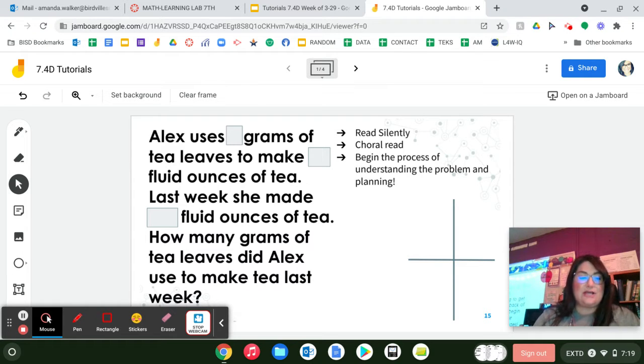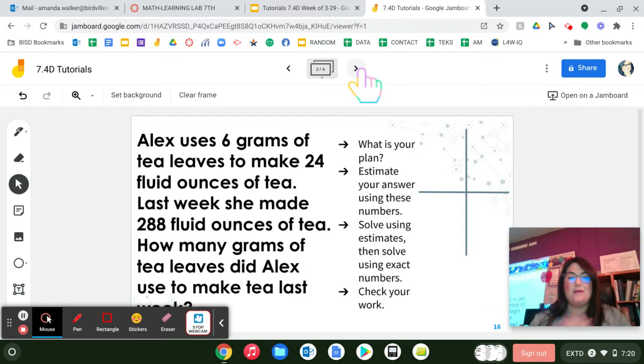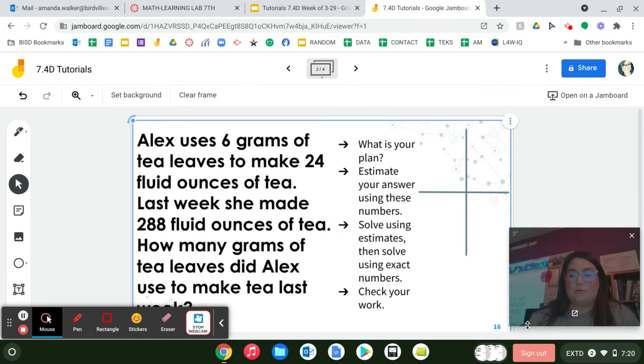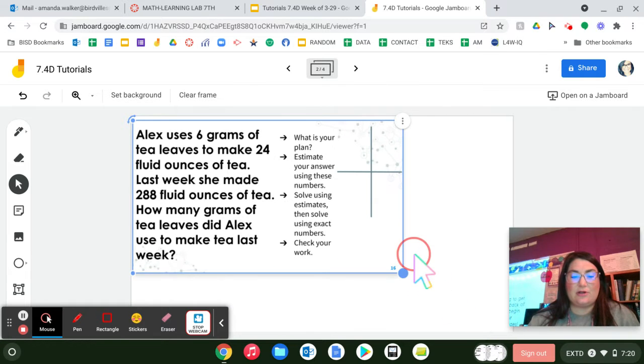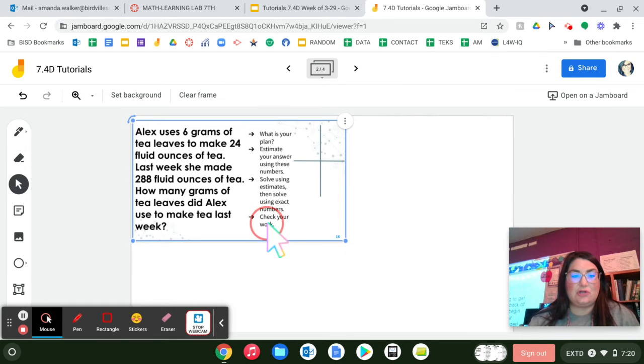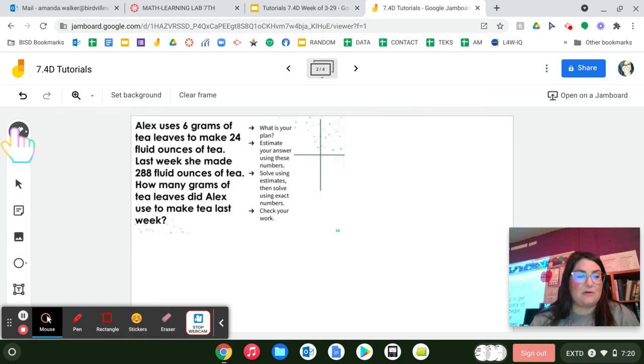You can go ahead and note down any other understanding or planning aspects that you need before moving to using the actual numbers. So for this problem, we already decided that we should use a proportion. I'm going to go ahead and set up my proportion here.